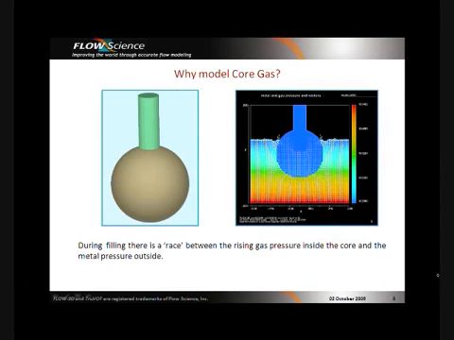Let's take a look at a simple example to understand the core gas model. Shown here is a spherical core that is positioned in an initially empty cavity and then filled with liquid metal. On the right, you can see pressure contours that show the distribution of the pressure within the core and the metal during the filling process. What we are seeing is a snapshot of pressure distribution during the filling. The vectors here show the metal and gas velocities.